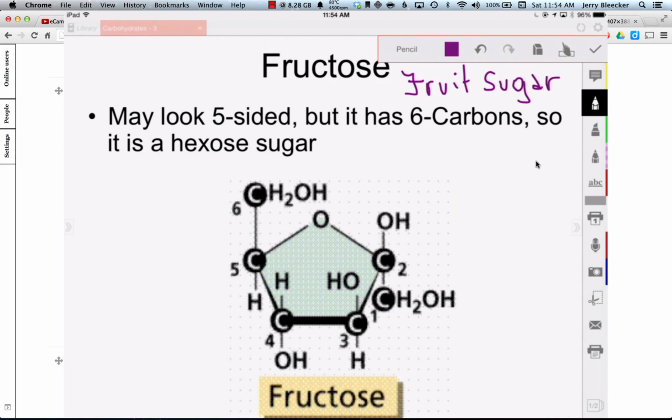Fructose itself, you'll look at it at first and you'll say, hey, it's a pentose molecule. Well, it's pentose in shape, but if you count the carbons and go around, what you'll see is it literally has 6 carbons. It's a 6-carbon or hexose sugar. It just doesn't appear in that way in its geometric shape.